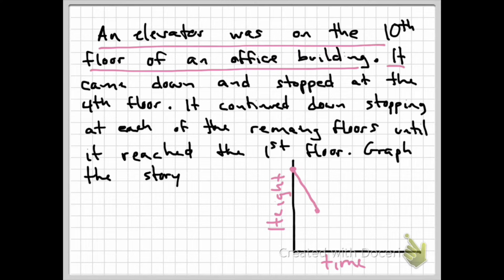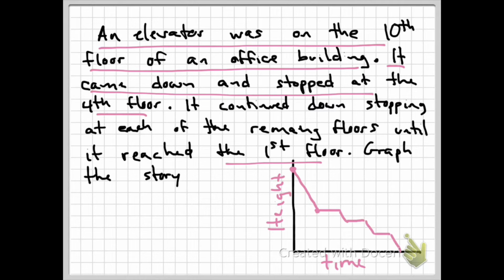It came down and stopped at the 4th floor. Well, it stopped, but time still passes on, meaning that we're going to have a horizontal line here indicating that it's stopping maybe to pick up people, let people off. Then it continued down, stopping at each of the remaining floors. Well, if this is for 4th floor, goes down, stops at the 3rd floor, waits for people, goes down, stops at the 2nd floor, waits for people, and then continues all the way down to the 1st floor.